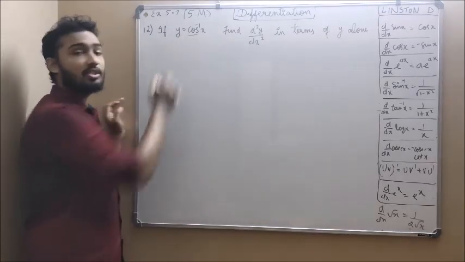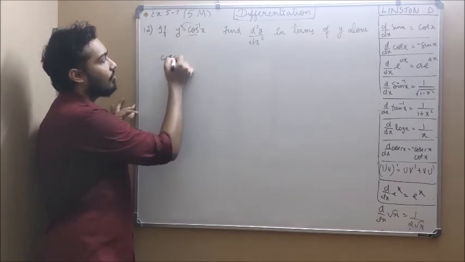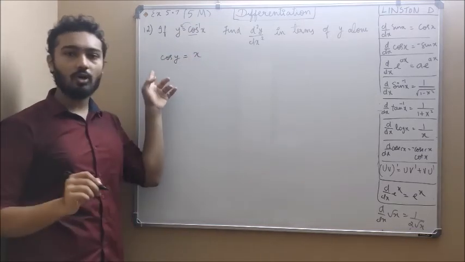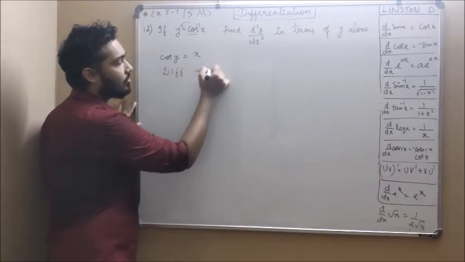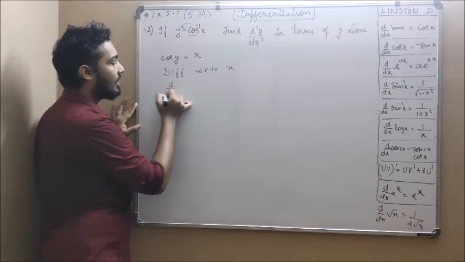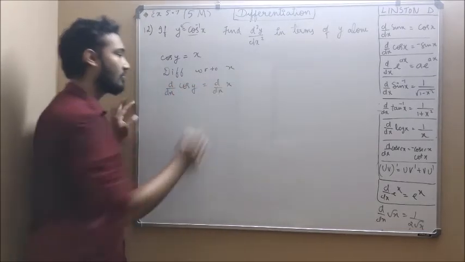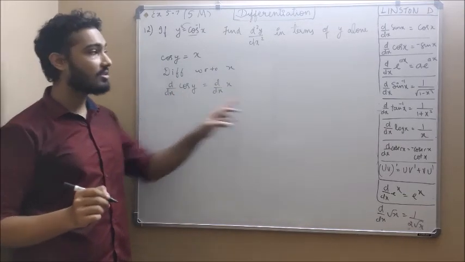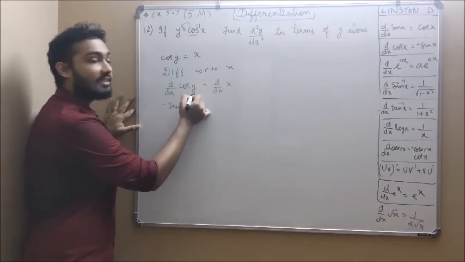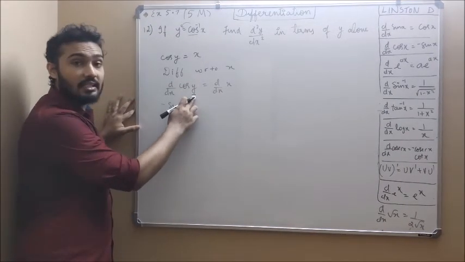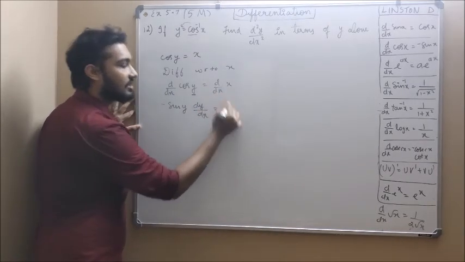Now by definition of inverse trigonometric function, when you take this to the other side, what you get? Cos y equal to x. Now differentiate with respect to x. So d by dx of cos y equal to d by dx of x. Differentiation of cos x is minus sin x, so it is minus sin y, and y is the dependent variable, so dy by dx. d by dx of x is nothing but 1.